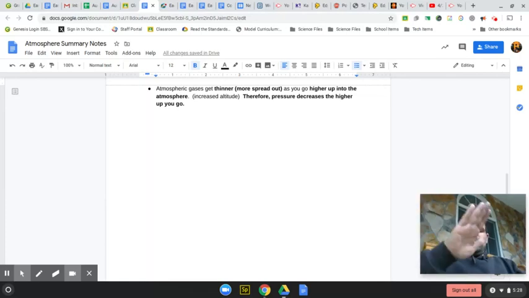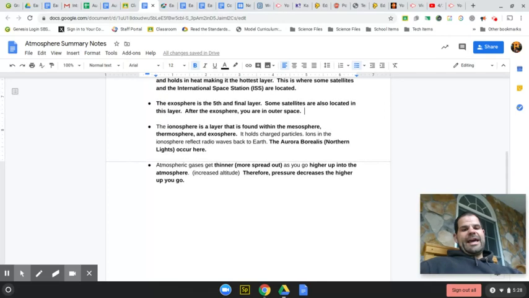So down at the bottom, it's very pressurized and tight, high density. Up higher, it spreads out, and less density the higher up you go. So you often hear people say the higher up, increased altitude, it's harder to breathe. That's because the oxygen's so spread out the higher up you go. So that is the atmosphere summary. This is also attached to Google Classroom.